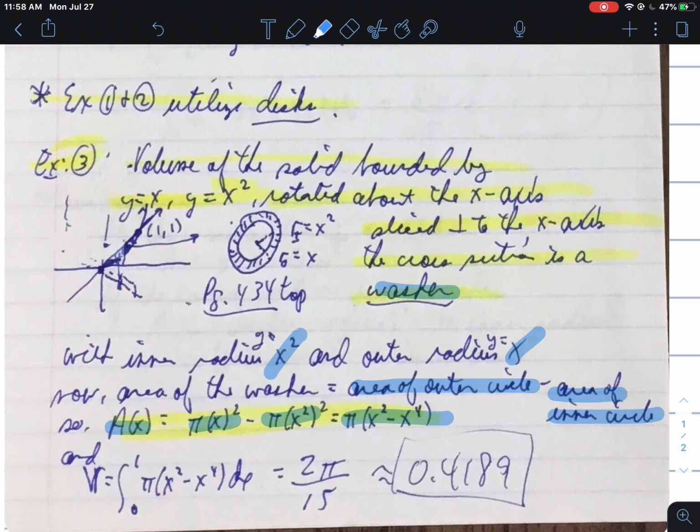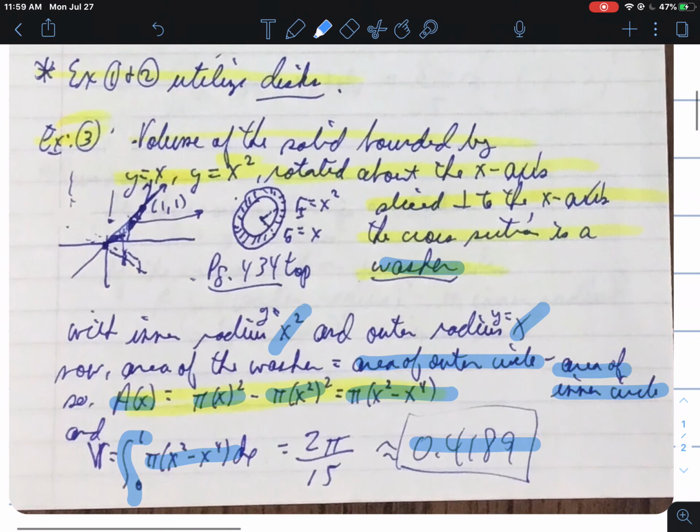And once we have that, as I said, the integral is not the issue. So I'm integrating from 0 to 1, because those are our x values for the points of intersection, and we're integrating along the x-axis. So integral from 0 to 1 of our area function, which is, again, the area of the outer minus the area of the inner. Okay. I gave you the exact value, or you can plug that into your calculator and you get approximately 0.4189. But that's the idea.